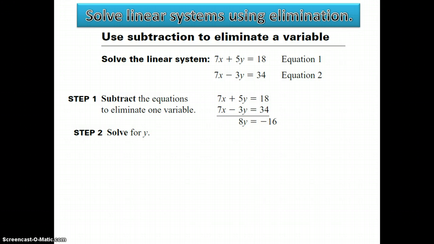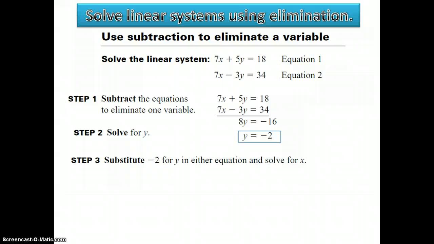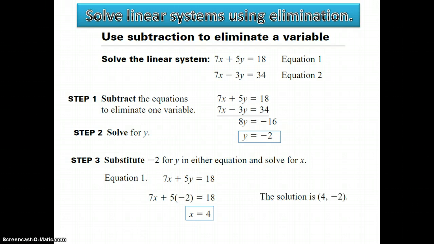Now I'll solve for y, and I have y is negative 2. The next thing is to solve for x. So I'll take my negative 2, and I can put it in either equation. I'm going to choose equation 1 again, but I could also do this in equation 2. And I will substitute negative 2 in place of y. Now I can solve for x, and I have x is equal to 4. So my solution is 4, negative 2.